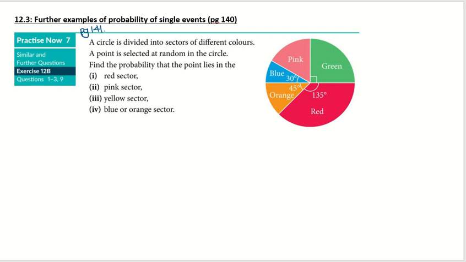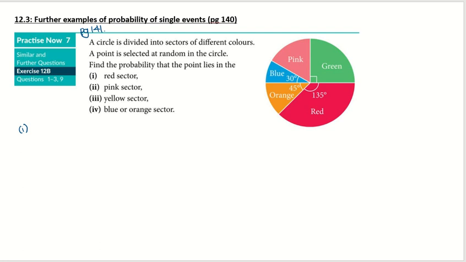Okay, more examples of single event probability now. Let's have a look. They mention this circle is divided into sectors of different colors. A point is selected at random in the circle. Part 1: find the probability that the point lies in the red sector. So it's no longer just numbers. In this case, they also link it to your concept of a pie chart of angles, right?